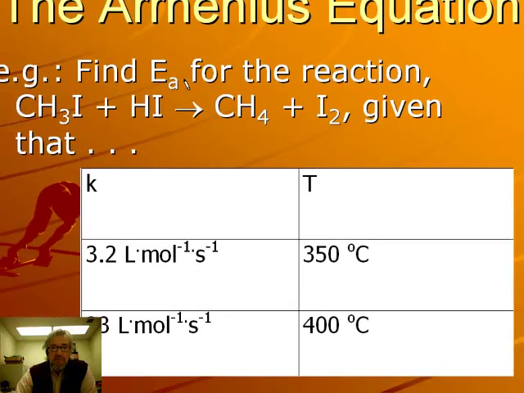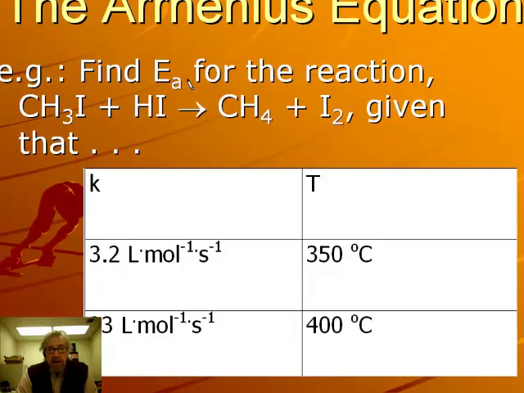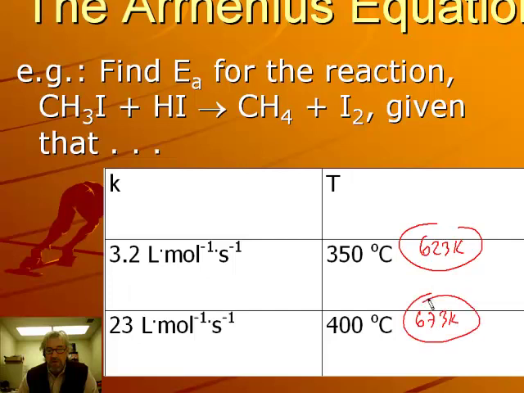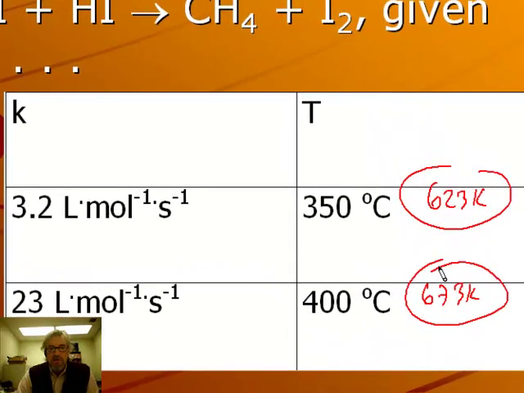Here's a reaction between CH3I and hydrogen iodide to produce methane and iodine. We have 2 pieces of information about k and T. We have a temperature corresponding to a k value and another temperature corresponding to a different k value. These are supposed to be absolute temperatures, so let's convert right away. 350 degrees C is 623 kelvins, and 400 degrees C is 673 kelvins. So there's a 50 Kelvin difference in temperature. Well, since this is a relationship between k's and T's, the Arrhenius equation that we just saw should be the way to solve this. What we want to find here is Ea.